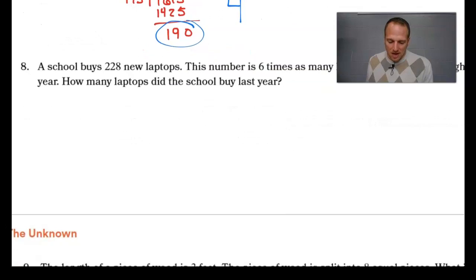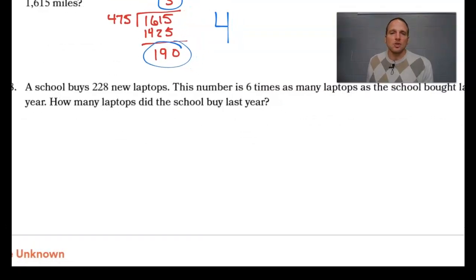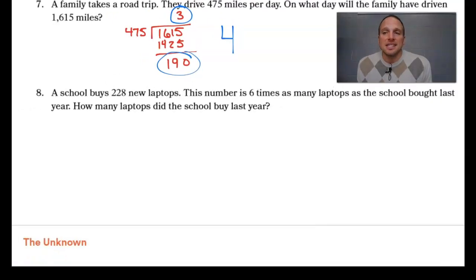Okay, number 8. A school buys 228 new laptops. This number is 6 times as many laptops as the school bought last year. How many laptops did the school buy last year? Okay, so this is a question: do we have more laptops this year or last year?